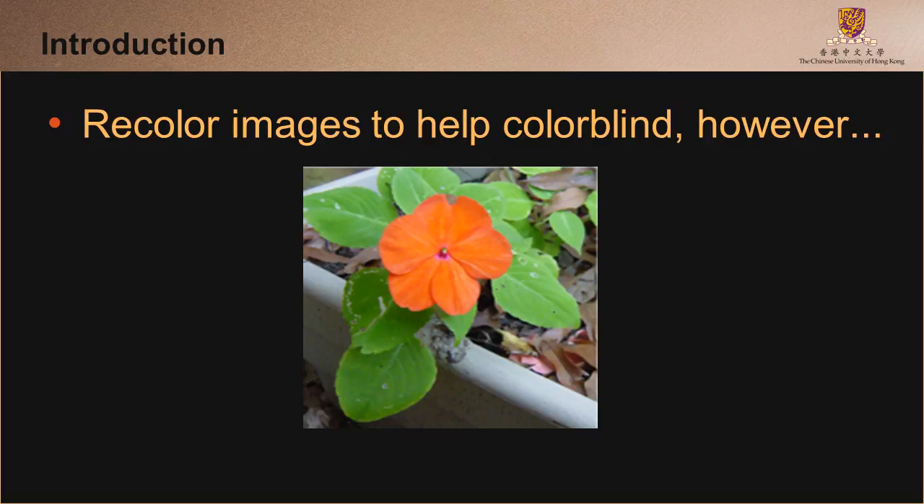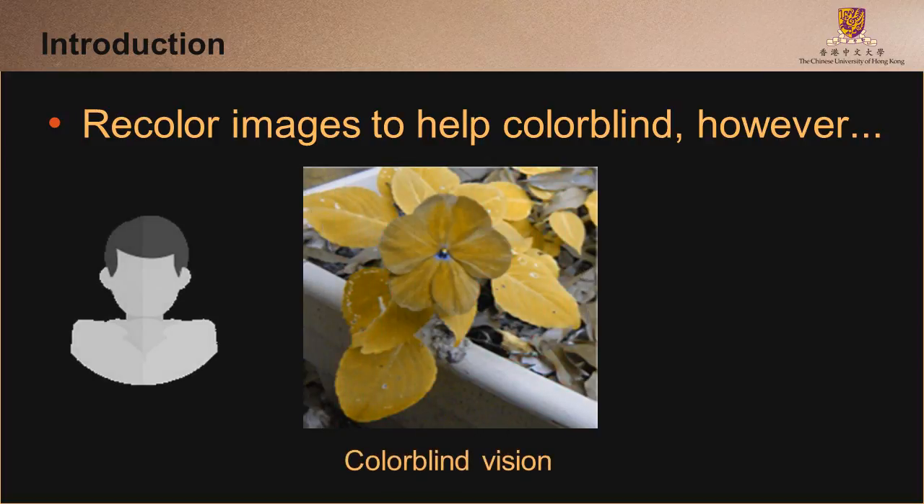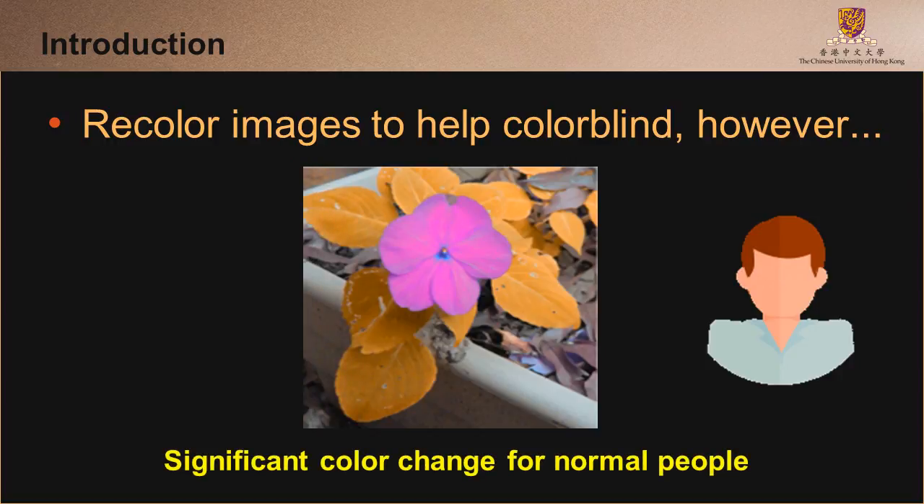One solution to help them is to recolor the image so that the colorblind could distinguish between the colors. Look at this example. The flower and leaves coloring is different in normal vision, but they are very similar in colorblind vision. We recolor the image so that the colorblind can distinguish between them. However, when switching back to normal vision, the color change cannot be accepted by normal people.